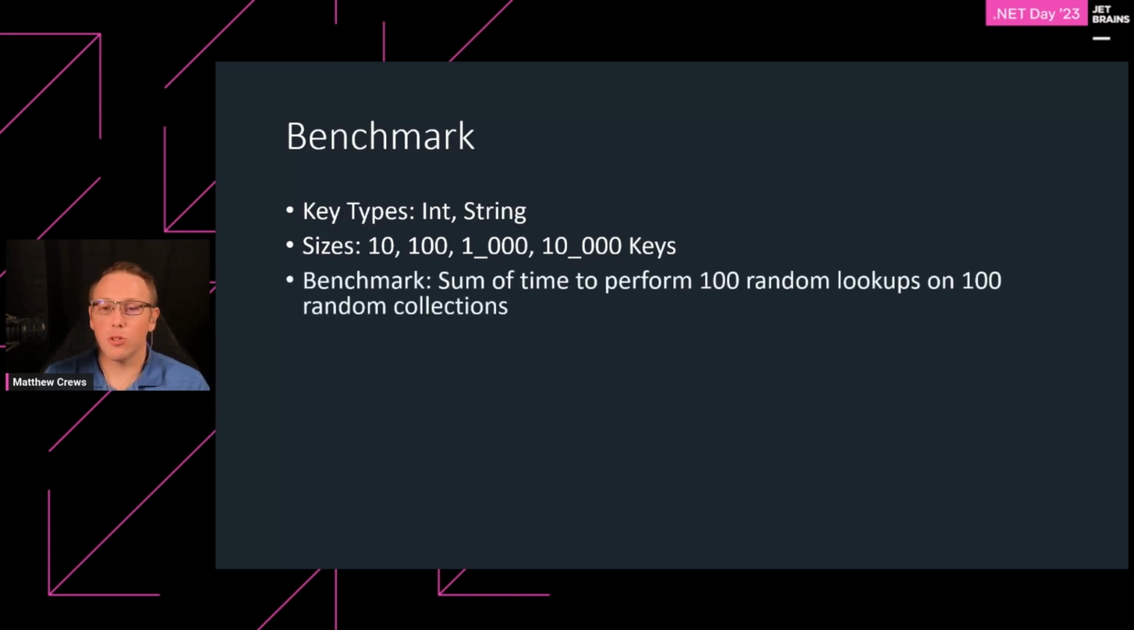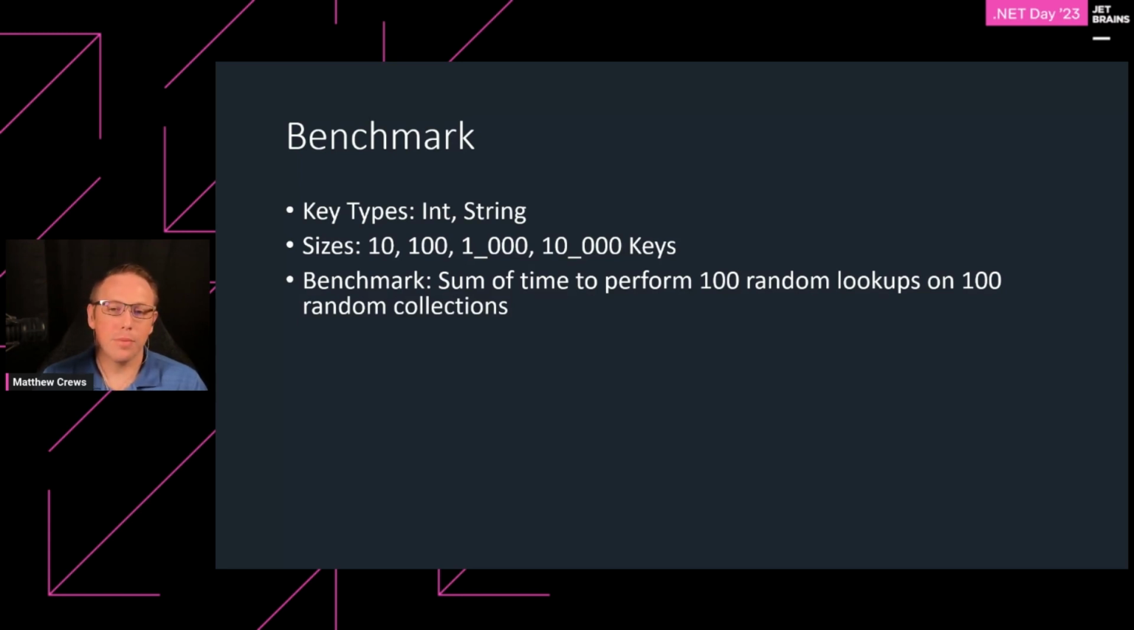So what is the actual thing that I am measuring? Well, it's going to be the sum of the time to perform 100 random lookups on 100 random instances of these key value collections. And the idea behind this was I didn't want the CPU to be able to memorize access patterns or memorize the data. I wanted it to have to struggle with the randomness of looking something up in a key value collection, like a dictionary.